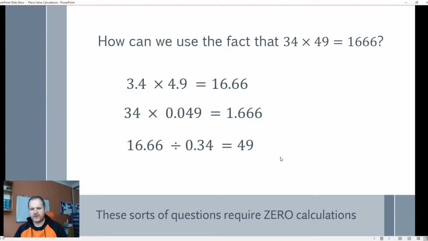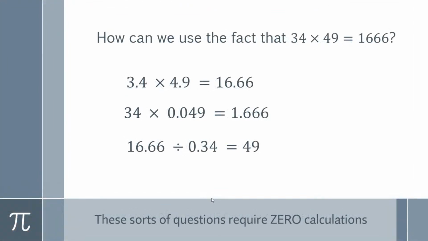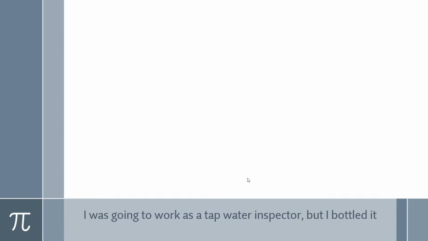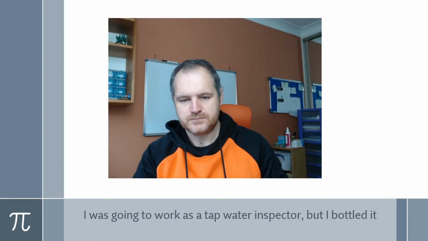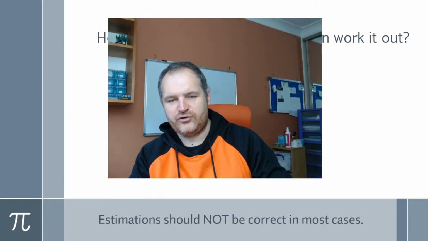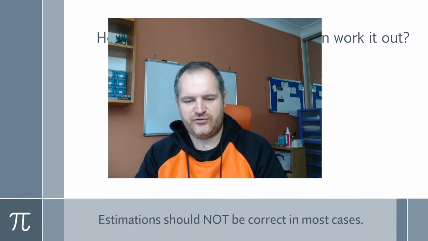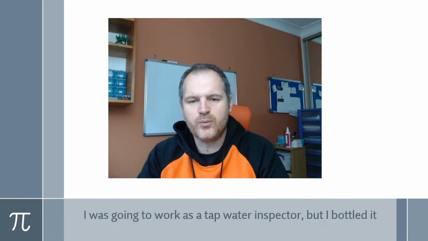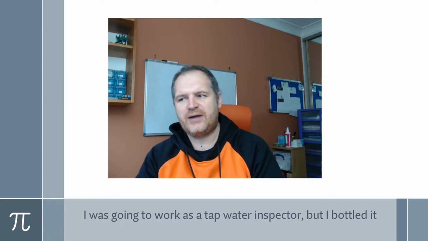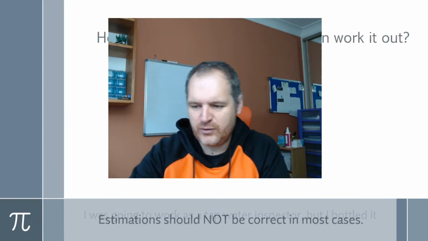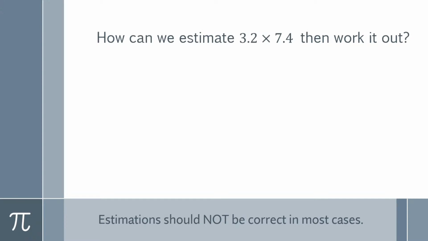And the next thing I need to do is switch back to the PowerPoint. It's complicated. I've got 4 different screens open. So, the last thing I want to do is how can we estimate questions? So, how can we estimate questions and be able to work out what the answer is? So, this is what we're going to talk about here. How can we estimate 3.2 times 7.4, then work it out?